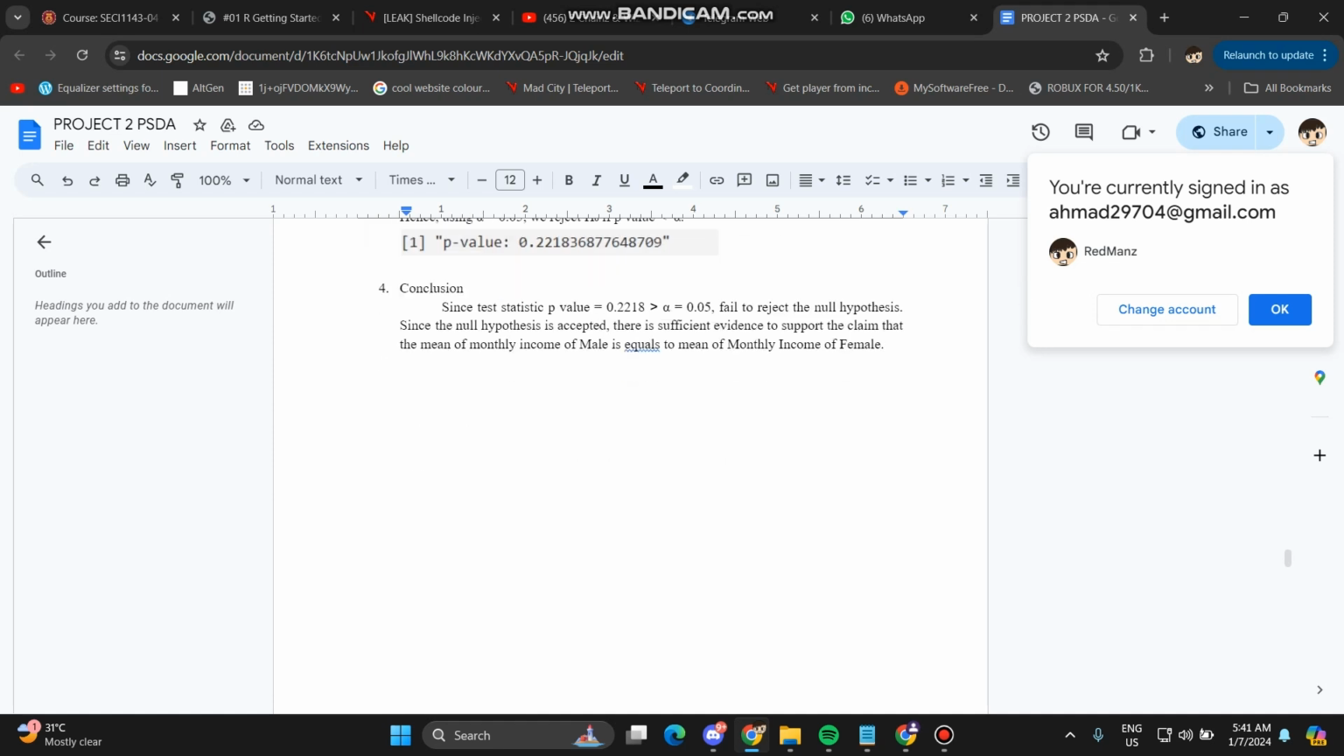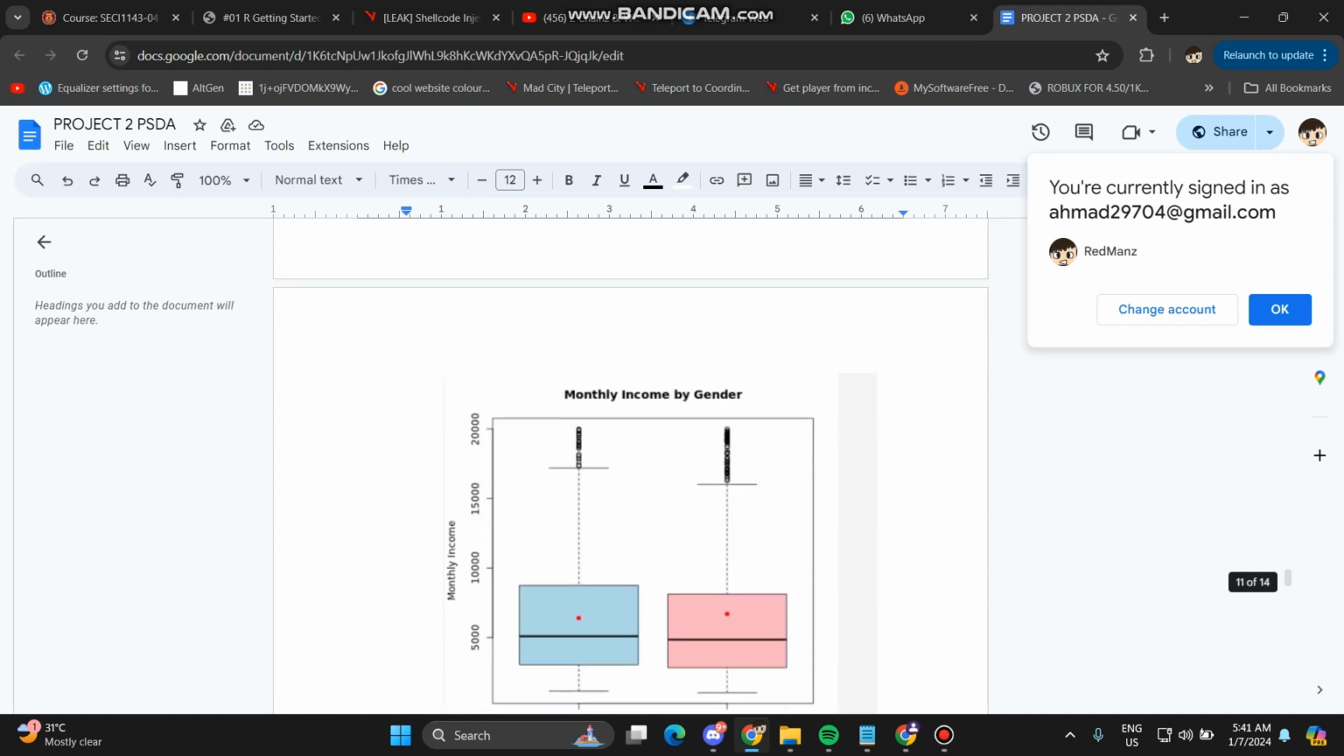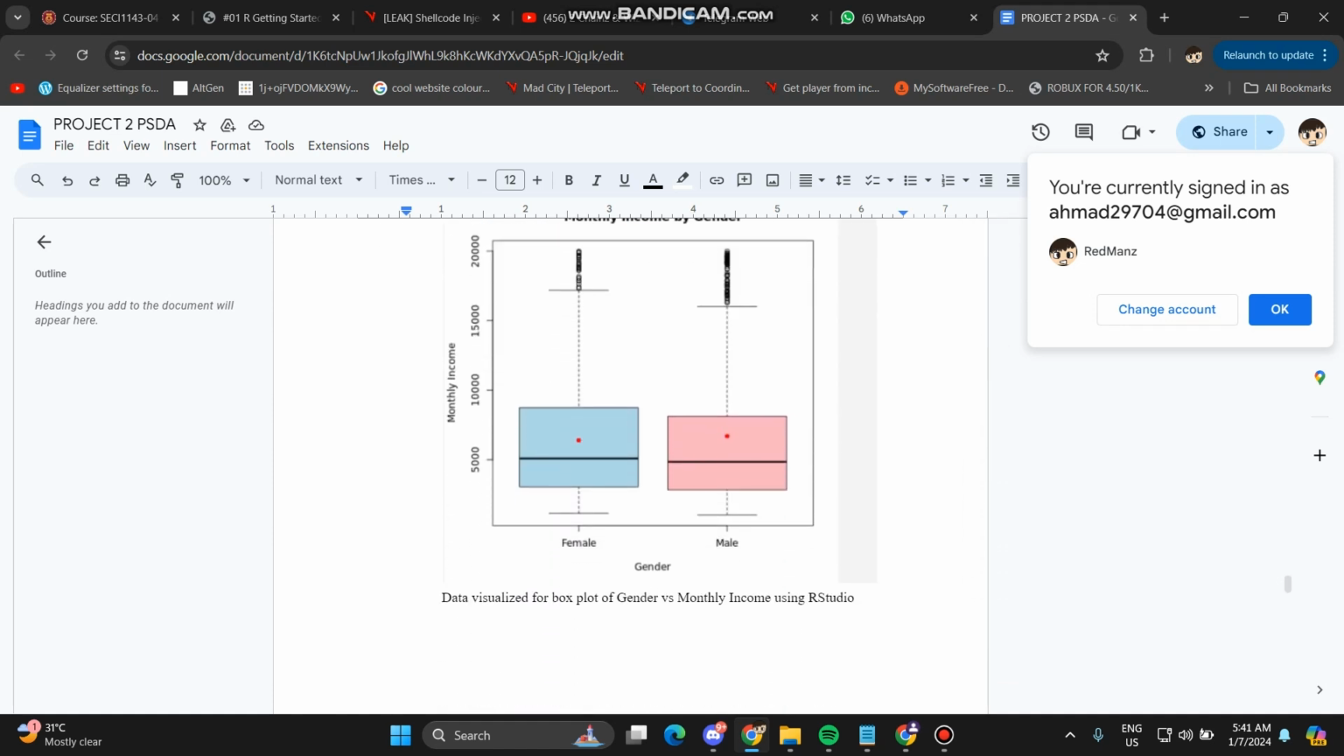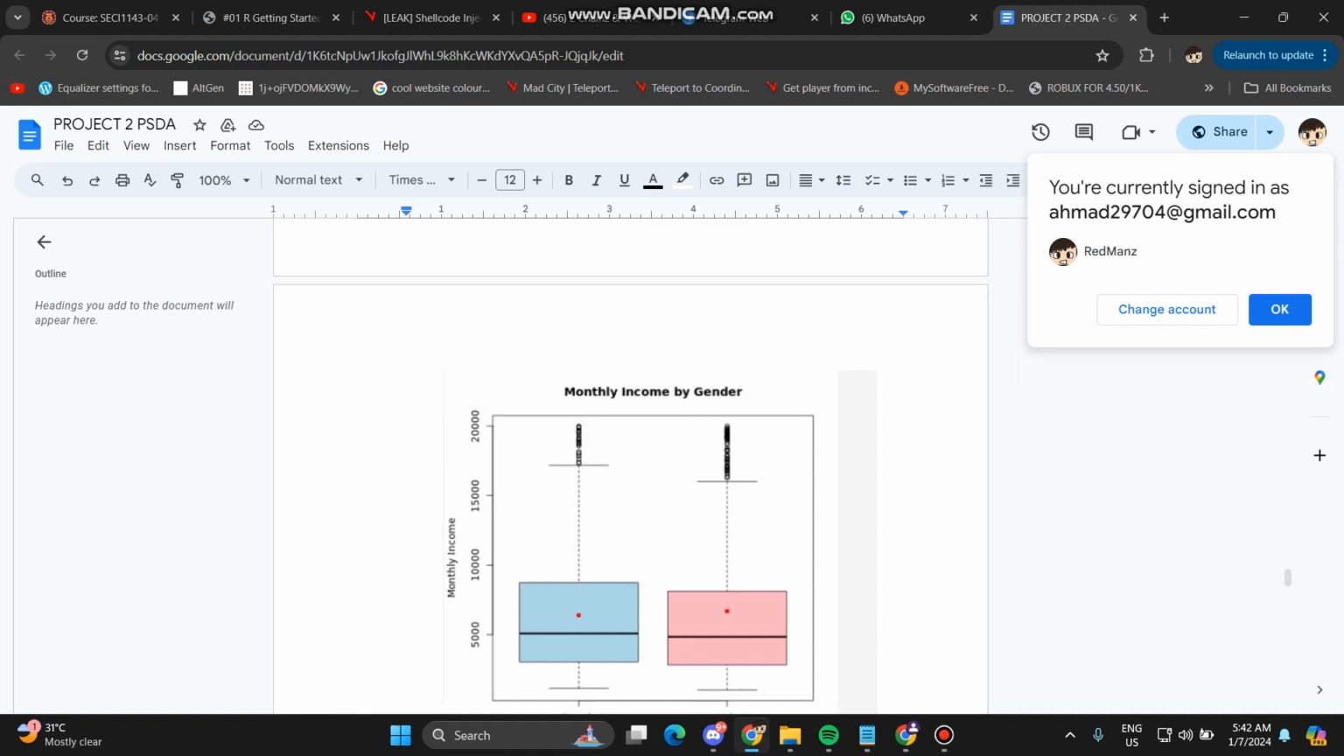Now, since the p-value is 0.2218, which is higher than 0.05, we fail to reject the null hypothesis. Since the null hypothesis is accepted, there is sufficient evidence to support the claim that the mean of monthly income of male is equal to the mean of monthly income of female. Now this is the data visualized as a box plot of gender versus monthly income using RStudio.